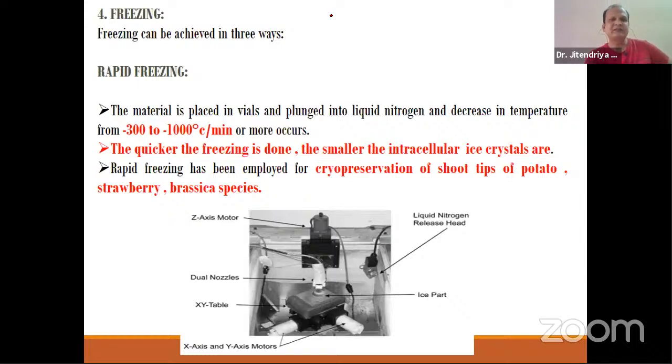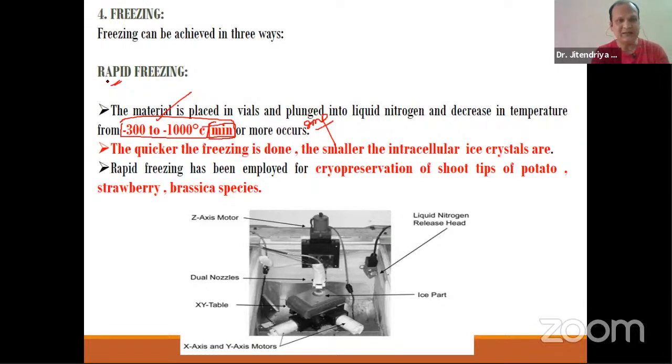So, freezing conditions. There are three ways of freezing. There is a rapid freezing process, another one is slow freezing, and we will discuss them one by one. Note down this point in your copy. This is important and is asked in your exam. Rapid freezing occurs at which temperature? You have to mention that it is minus 300 to minus 1000 degrees Celsius per minute. Imagine, per minute, this must be there.